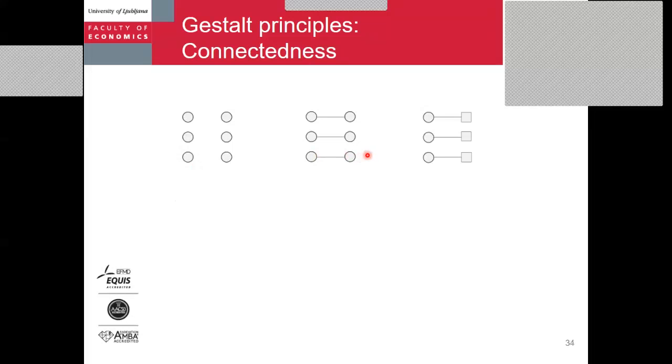And here? Yes, still 3 rows. Okay? If there were no lines here, we would see 2 columns because the squares would go together and the circles would go together. So the principle of similarity. But as we have this connection, we change into rows. Okay.